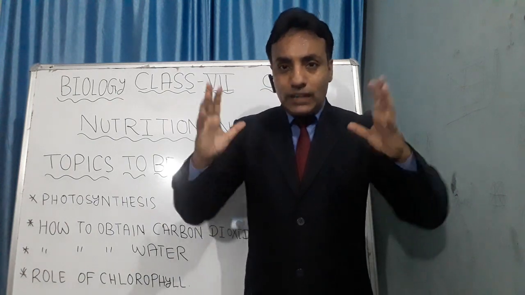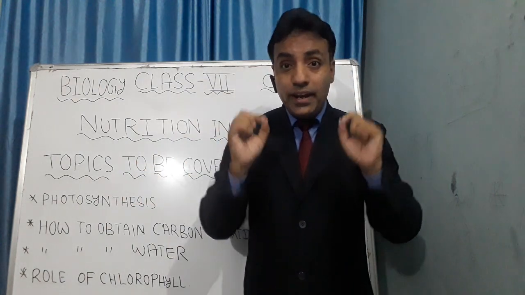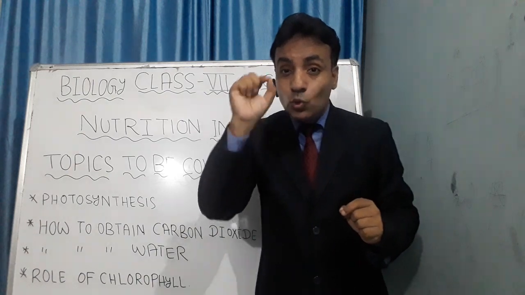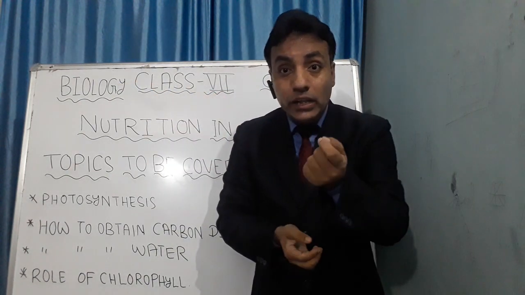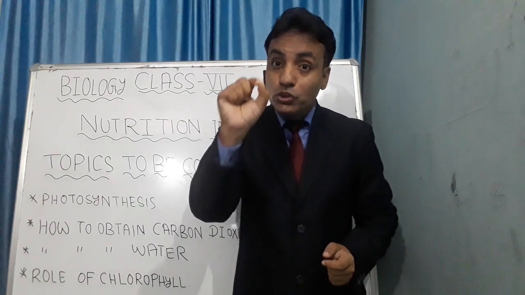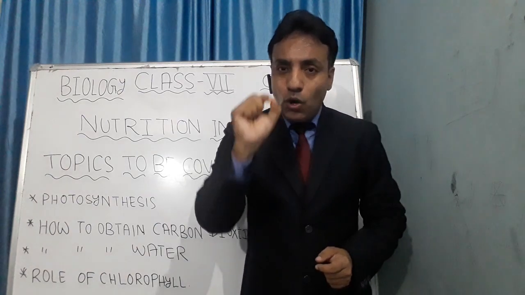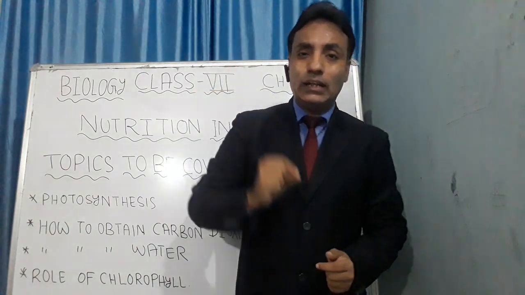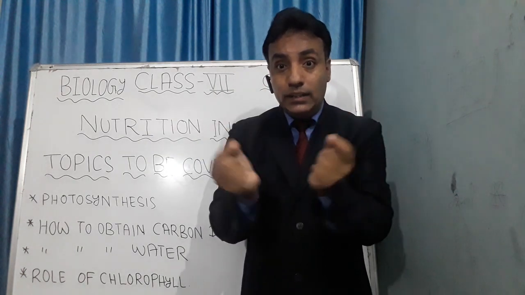So how is this carbon dioxide taken by the plant? As we know, carbon dioxide is found in the air, and green plants have many small pores on the lower surface of the leaf. These tiny pores are known as stomata. And these stomata are provided with guard cells.